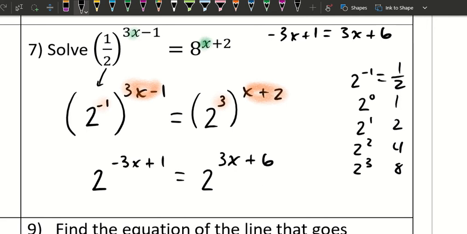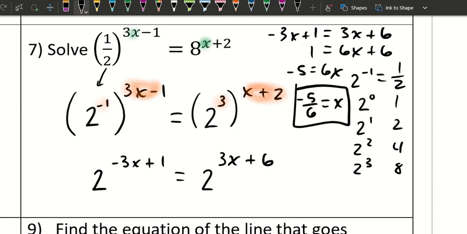I'll solve this by adding 3x to both sides. That gives me that 1 is equal to 6 times x plus 6. And if I subtract 6 from both sides, I get negative 5 is equal to 6 times x. And then as a final step, I divide both sides by 6. Negative 5 over 6 is what x is. X is negative 5/6.